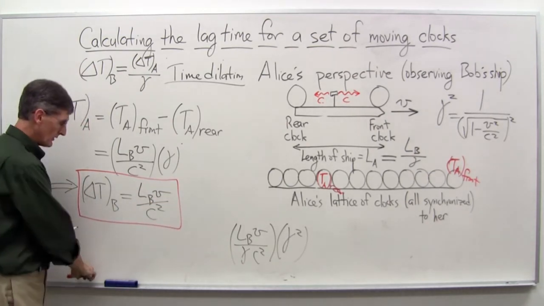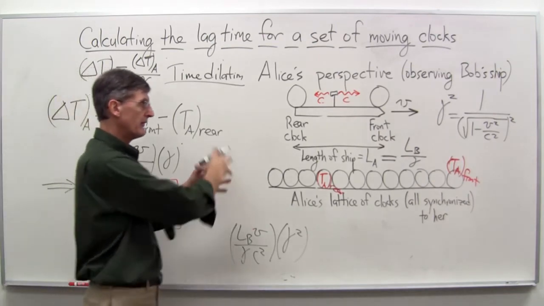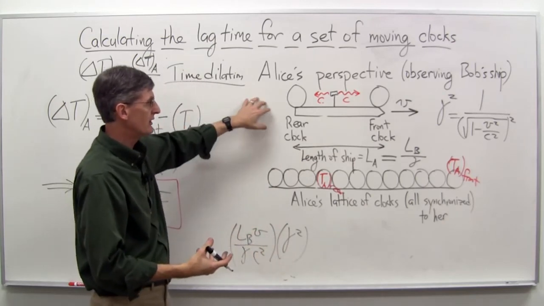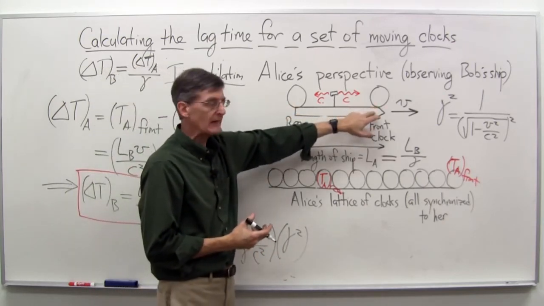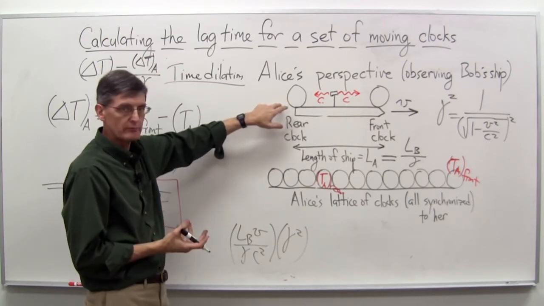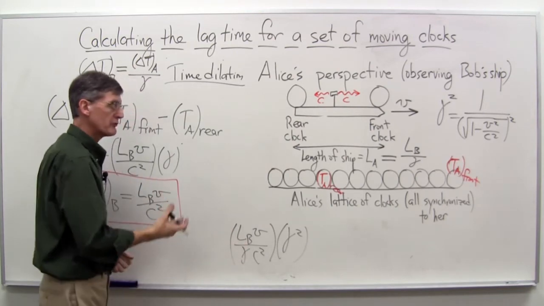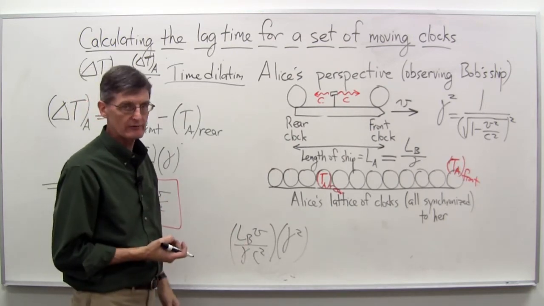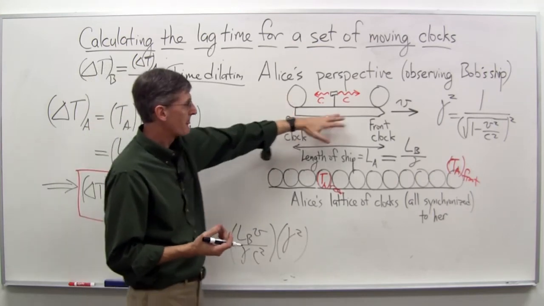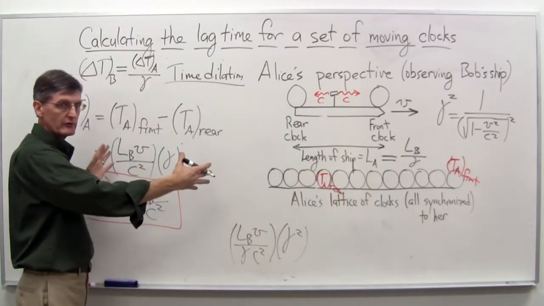Okay? So again, let's review just what we found here. We made the argument qualitatively, as we did before as well, that Alice will see Bob's front clock lagging the rear clock, even though from Bob's perspective they're perfectly synchronized. From Alice's perspective, they're not synchronized. The hits of the two photons or light beams occur at different times on her clocks, and she sees Bob's clocks as not synchronized.